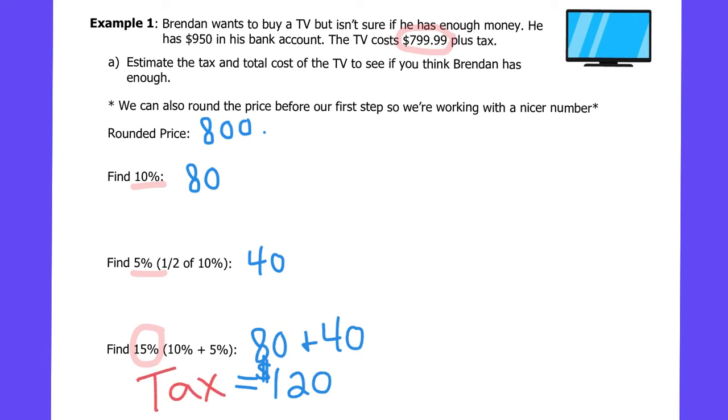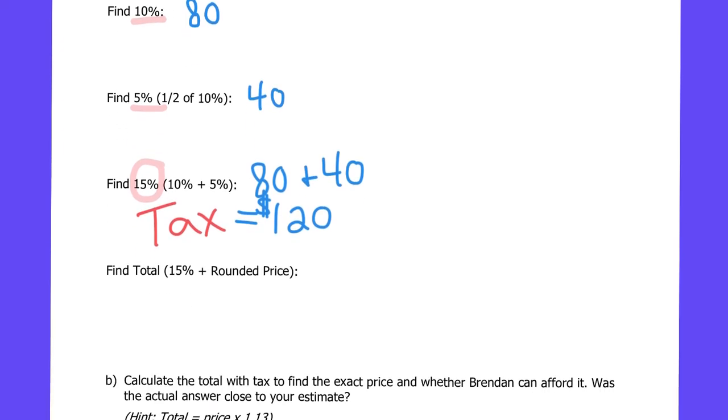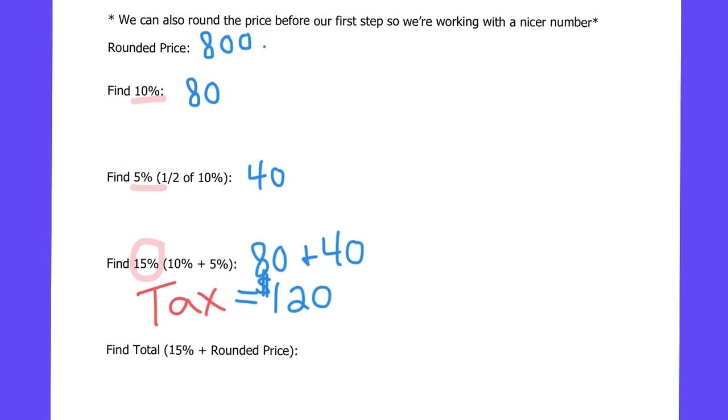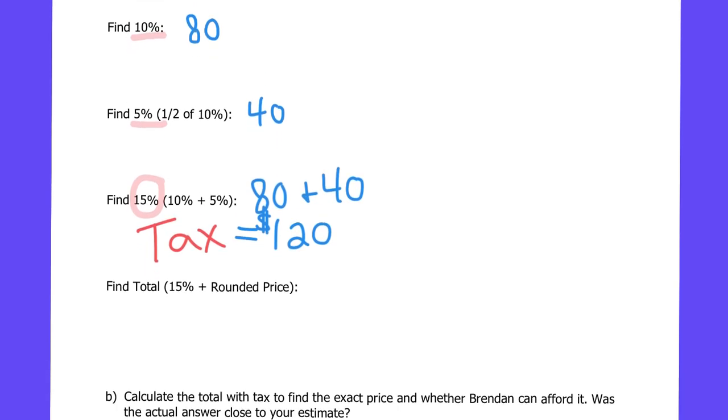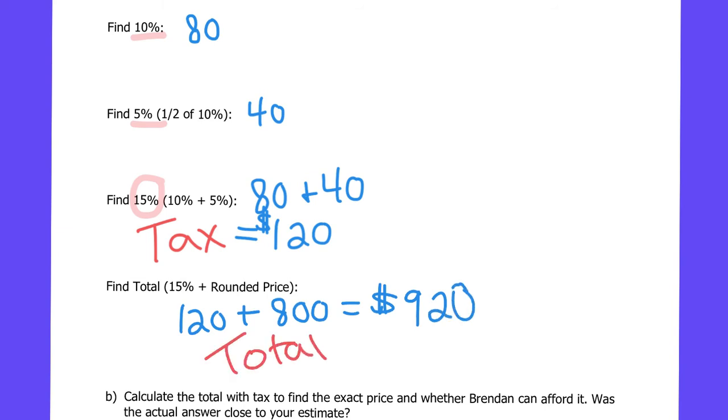We still need to find the total. So our total is just going to be what we found, our tax, added to our original price. And we're going to use the nice rounded version of our original price. So that means we're going to add this 120 that we just found above, plus our 800. So that's almost our original price. And when we do that, we're going to get 920. This one again represents our total. We're estimating that the total is about $920.